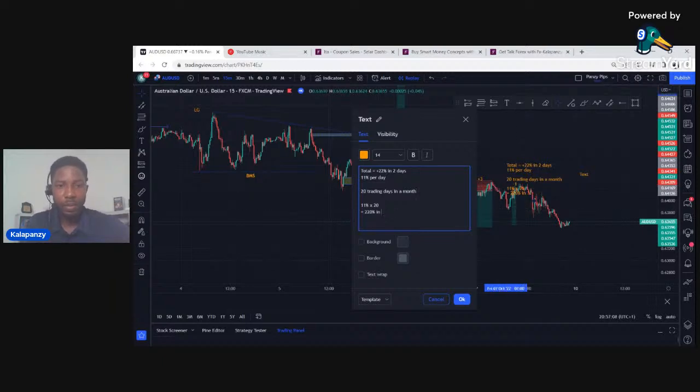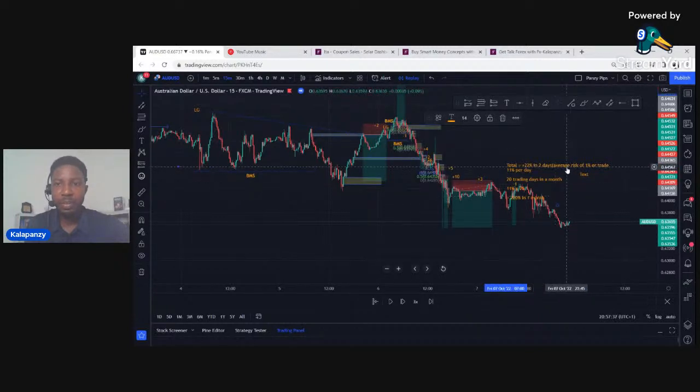I mean, you're multiplying your account by 220% in 1 month. That's if you are risking, that's an average risk of 1% per trade.